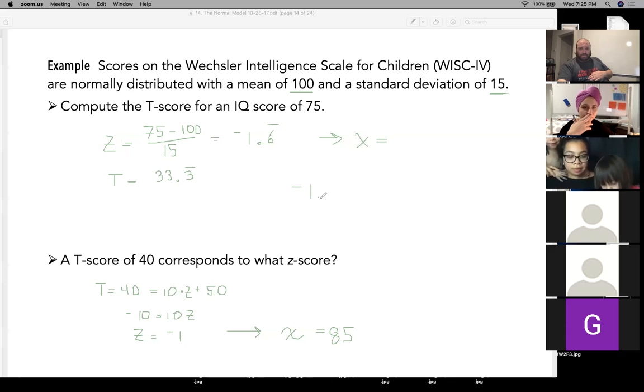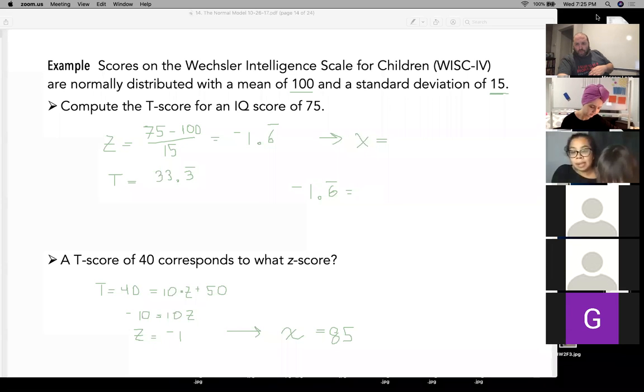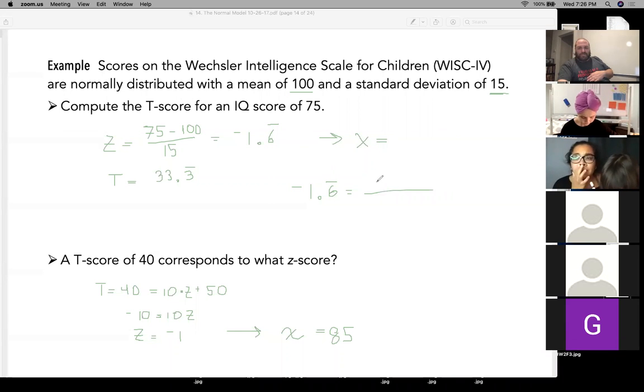So what's the formula? The formula for z in relation to t is what? Negative 1.6 bar equals. What's the connection between z and x? Come on. Data point minus mean, divided by the standard deviation. Oh, I get it. That is the z-score. Okay, it makes sense.